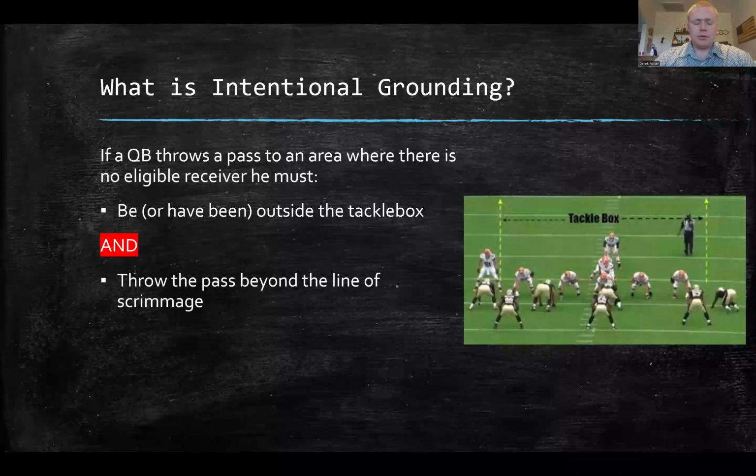Now, the way the rule is actually written is it says that the quarterback may not pass the ball to an area where there is no eligible receiver, and it makes these exceptions right here that have to be used together. But there is a third one that I forgot to put on the slideshow, and that's that these exceptions only apply to the original player that took the snap. So if you have an attempted halfback pass, and the running back then dumps the ball out of bounds and there's nobody around, that's going to be intentional grounding.